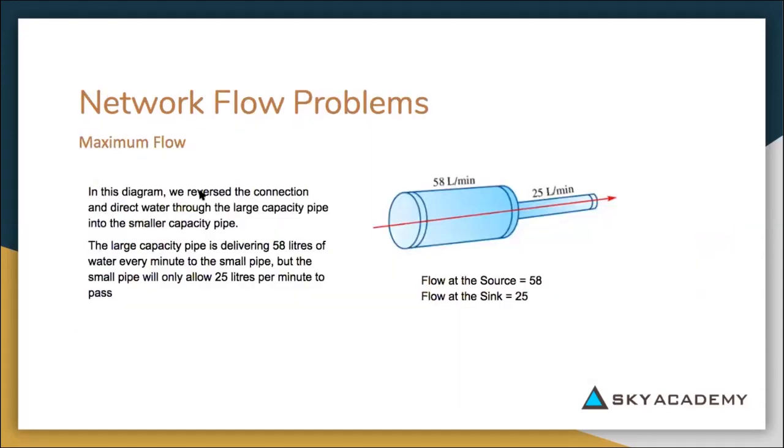So this example is the other way around. It's flipped over. So we have 58 flowing from the source, but by the time it gets here, only 25 is permitted to flow through the smaller cylinder. So at the source, we'll have 58 litres, and at the sink, we'll only have 25 because 25 can only fit in here. So this one will still have excess flow capacity, and this one will be saturated.